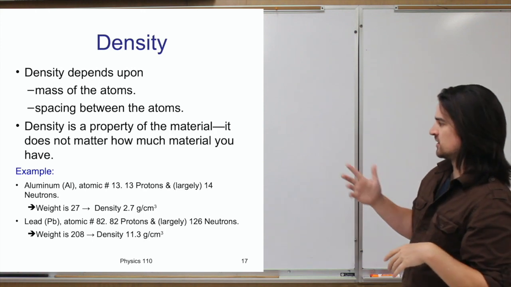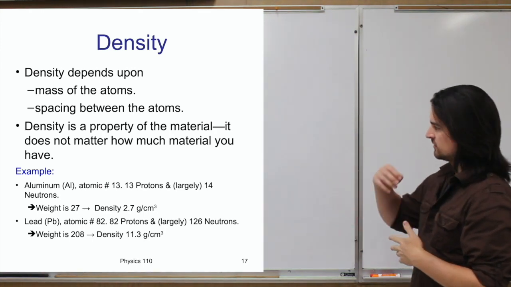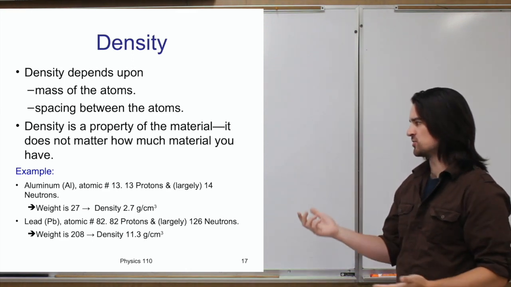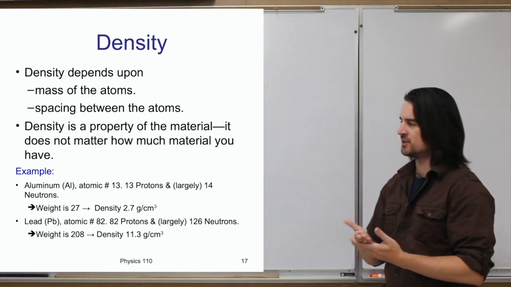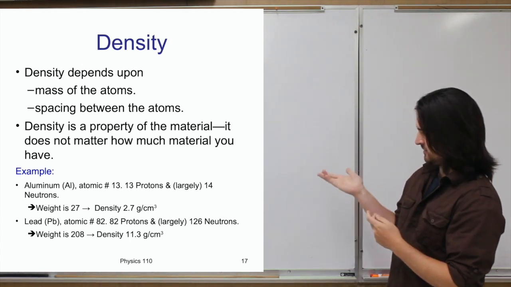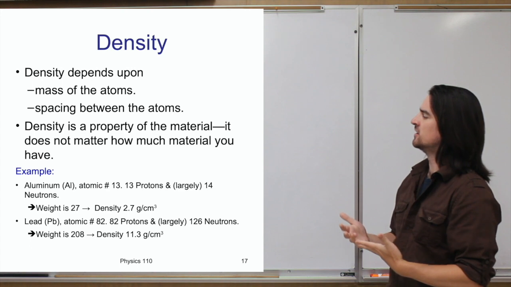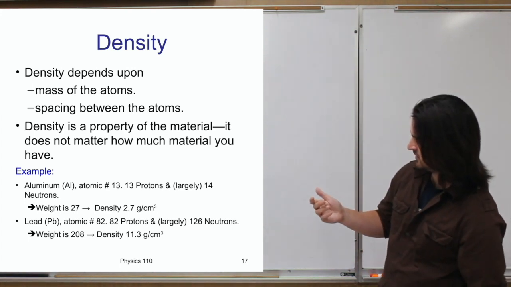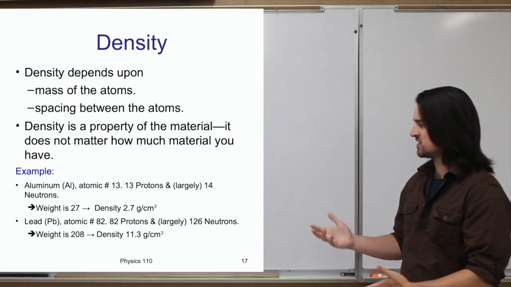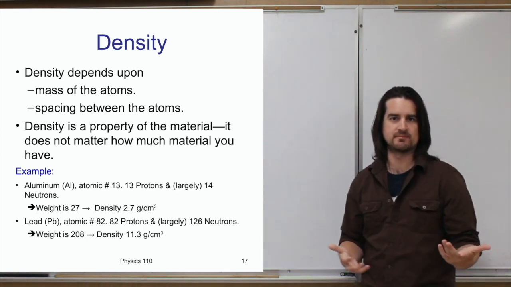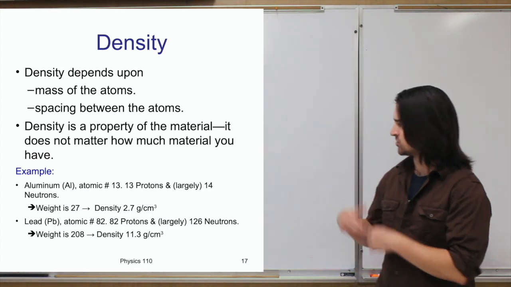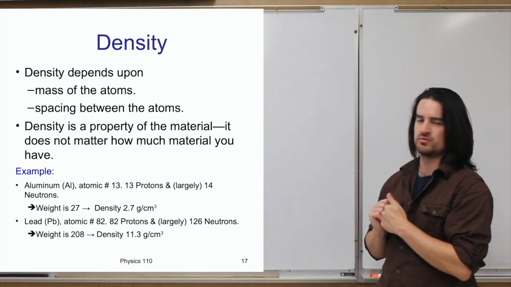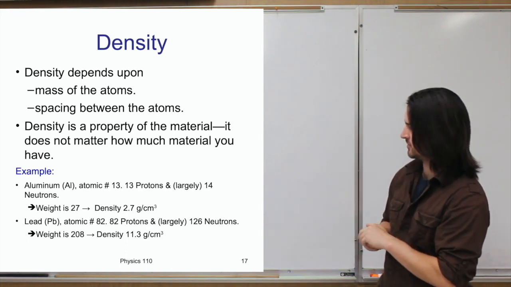So some examples of materials. If you have a chunk of aluminum, it has atomic number 13, meaning it has 13 protons in the nucleus. And most commonly, aluminum has 14 neutrons. Its atomic weight is 27, and its density is about 2.7 grams per cubic centimeter. So an atom that has 13 protons and 14 neutrons has a density of about 2.7 grams per cubic centimeter.